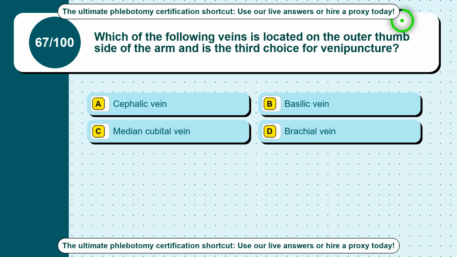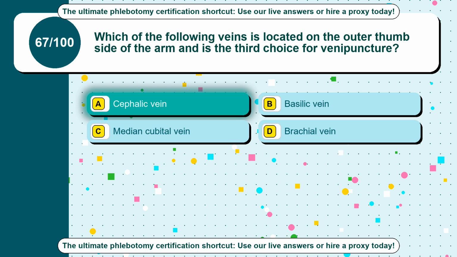Question 67. Which of the following veins is located on the outer thumb side of the arm and is the third choice for venipuncture? Option A, cephalic vein. Option B, basilic vein. Option C, median cubital vein. Option D, brachial vein. The correct answer is option A, cephalic vein.